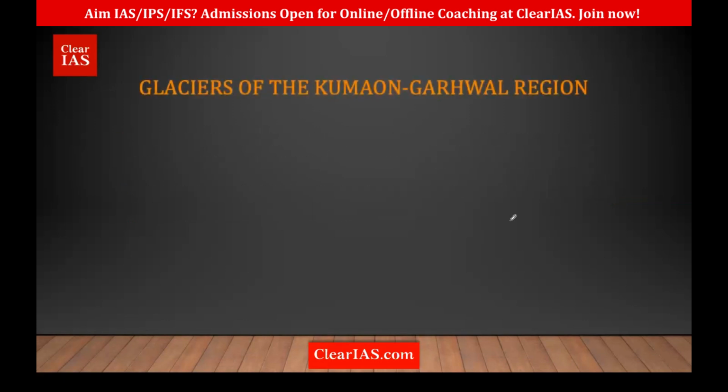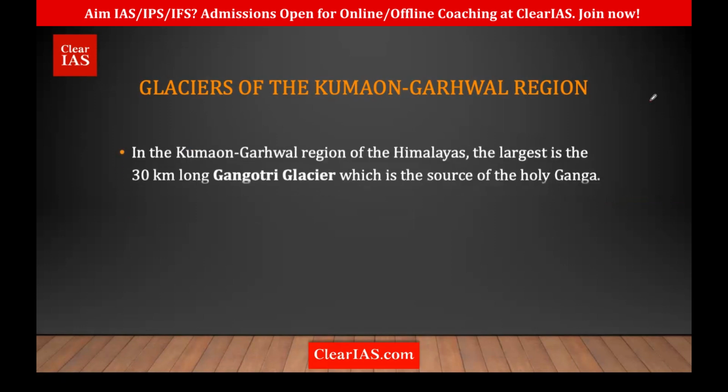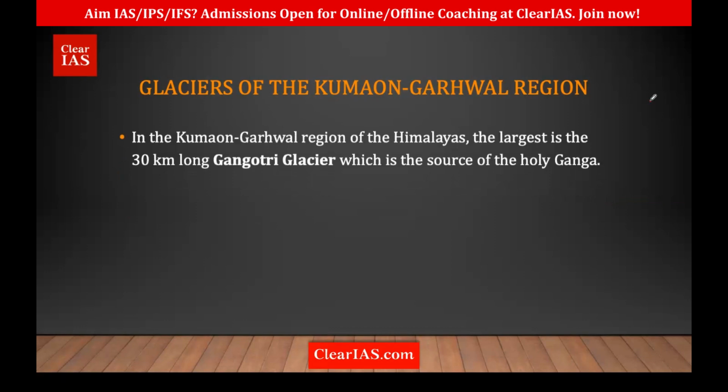Next and most important after the Karakoram are the glaciers of the Kumaun Garhwal region. Where is this region? It's in Uttarakhand. The largest in the Kumaun Garhwal region of the Himalayas is the Gangotri Glacier, which is 30 kilometers long. Why is it important? It is the source of the Ganga. The Gangotri Glacier is the most important because it is the source of the Gangetic river, and it lies in Uttarakhand.